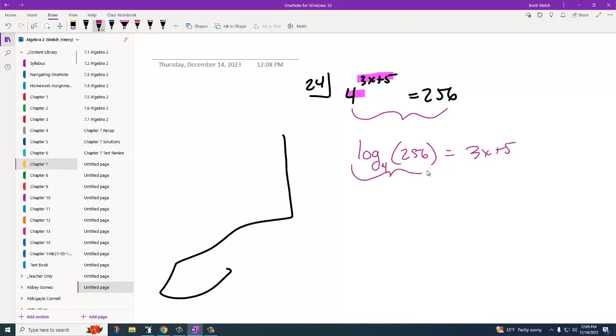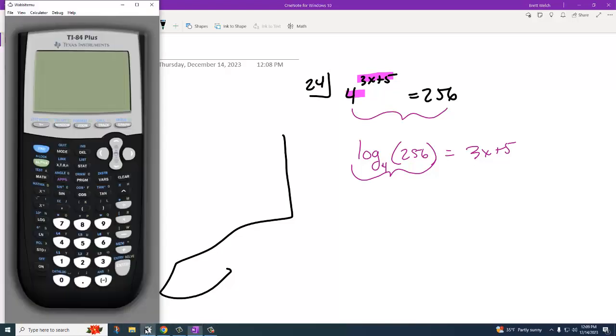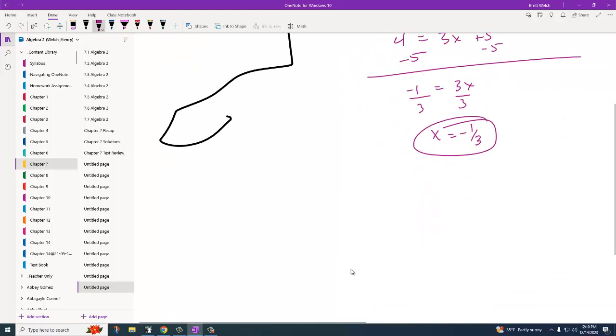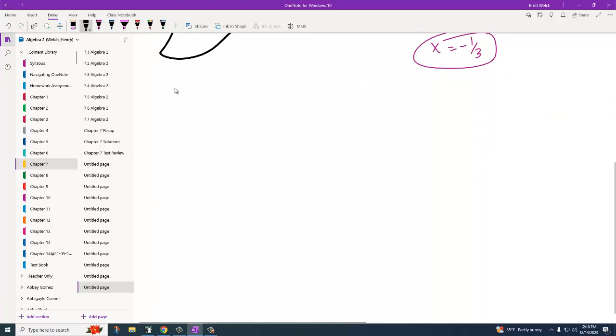The log base 4 of 256 can be put into the calculator. Grab my calculator. And the fancy way to do it is to push the math button, go up to where it says log base. Oh, got to get out of there, sorry. Math, go up to log base. We can do a base 4 of 256, and that gives me 4. So my equation is now 4 equals 3x plus 5. So I'll minus 5 from both sides. Negative 1 equals 3x. And I divide by 3 to get x equals negative 1/3. You could write that as a decimal, 0.3 repeating, or you could just write it as negative 1/3.